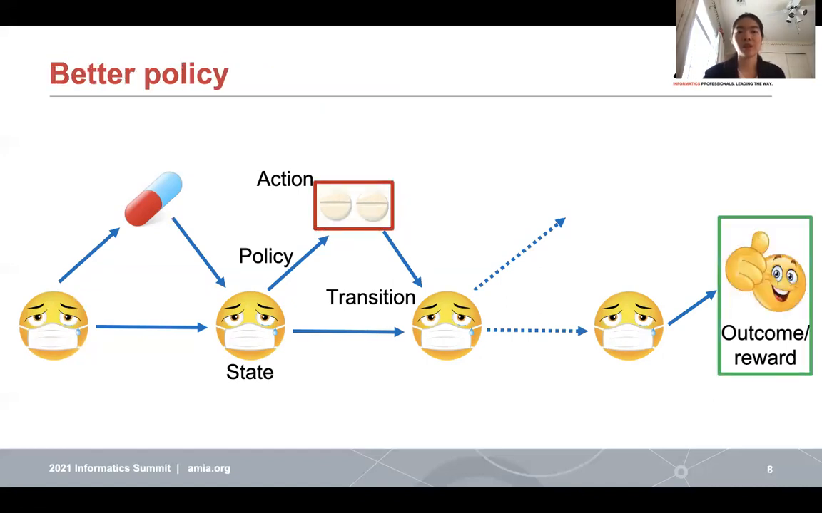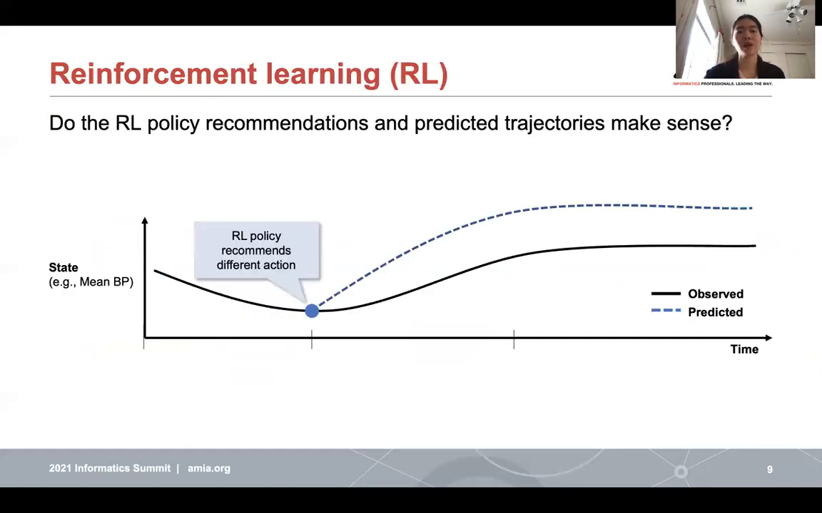In reinforcement learning, a better policy might be learned, where a different action could be taken at a certain time step in the sequence, leading to a hopefully better reward. In trajectory inspection, we examine whether actions recommended by the reinforcement learning policy differ from what is observed, and the trajectory that is predicted afterwards, since that is an explanation for why the RL policy picked that action.